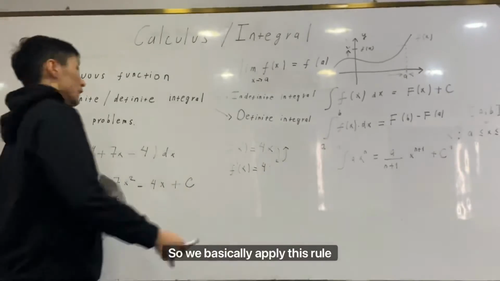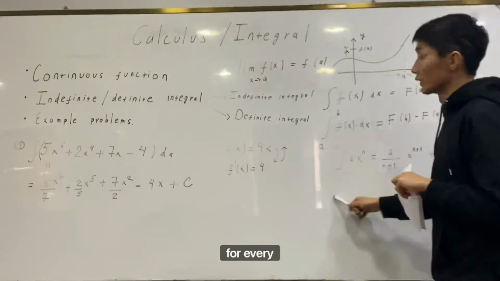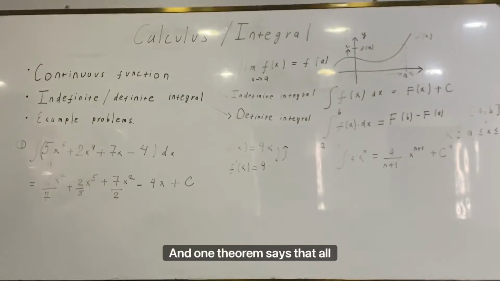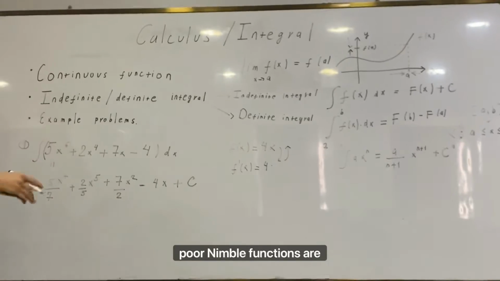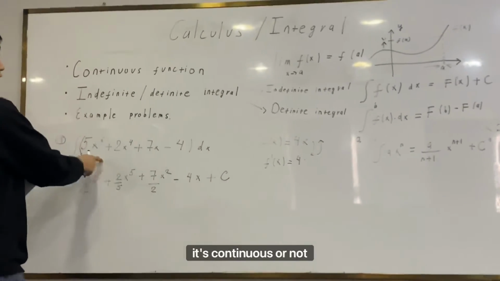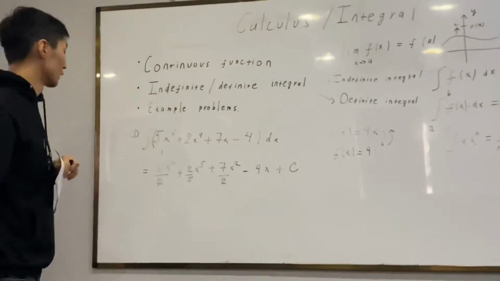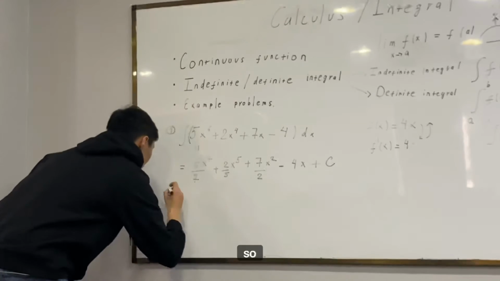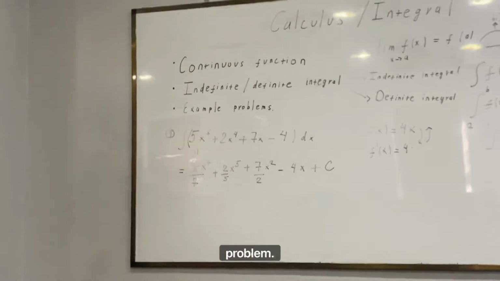So we basically apply this rule for every x power. And one theorem says that all polynomial functions are continuous functions. So we don't have to check if it's continuous or not. This is a polynomial. And so the second one will be problem number 2.